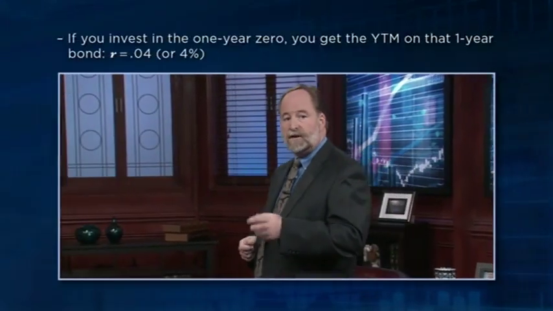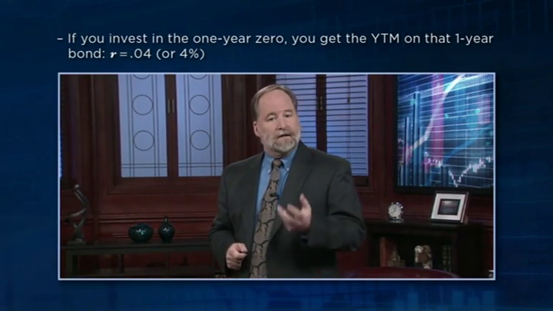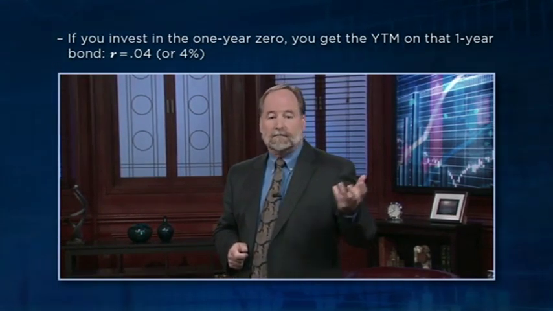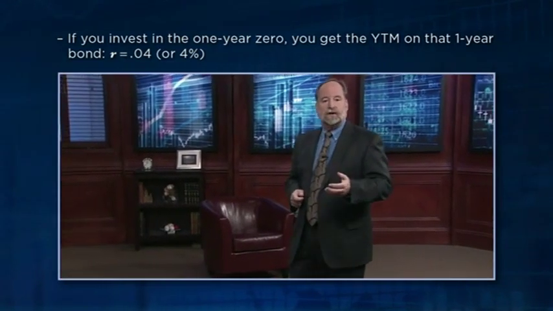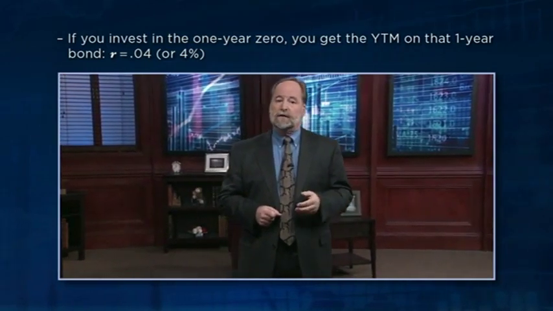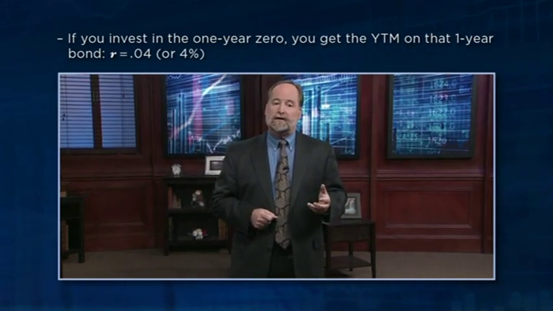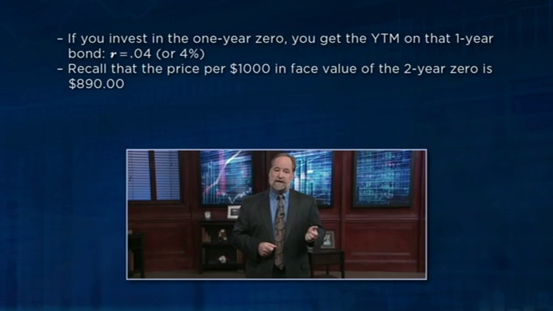If you invest in the 1-year zero, you get the yield to maturity on that 1-year bond. That is, you get R equals 0.04. You get 4% for sure, always. What if you invest in the 2-year zero and sell it early? What do you expect to get on your investment over 1 year? Well, it depends upon what you expect the 1-year zero yield will be next year. Recall that the price per $1,000 in face value for a 2-year zero was $890 and no cents.